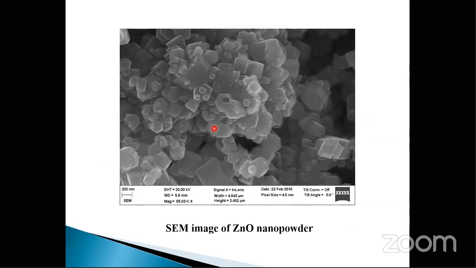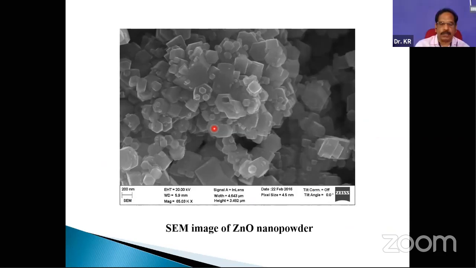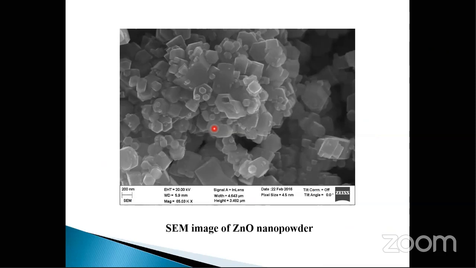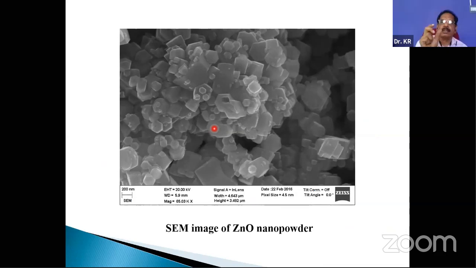Yes, sir. We can calculate the crystallite size using the formula. We can observe the size of the grain using SEM or AFM, atomic force microscopy images. From the same images, we can find out the size of the grains. From the Scherrer formula using the X-ray diffraction technique, we can calculate the crystallite size. Crystallites and grains are two different entities.